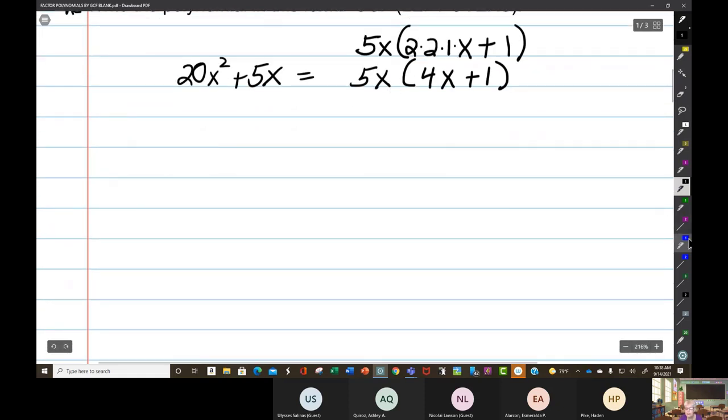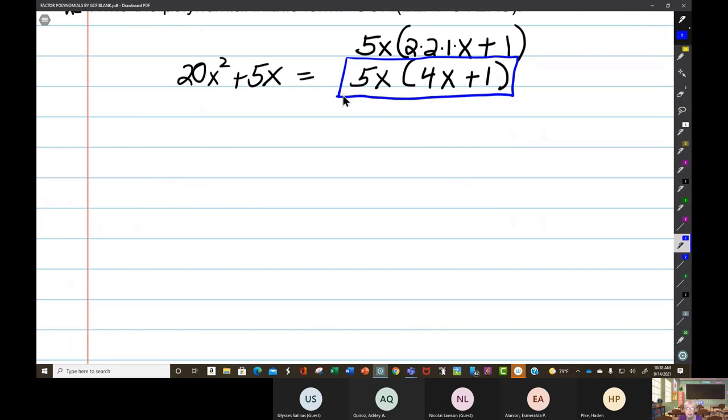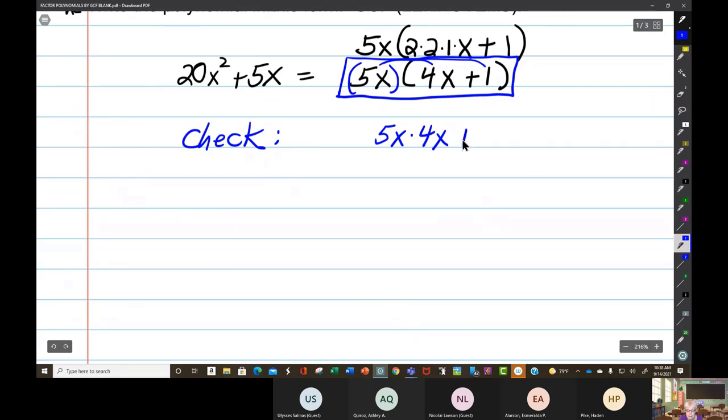And now this is how you check your work. Is that really the correct factorization? Well, I'm going to put it in a blue box. But if it's wrong, I'll take it out of the blue box. Here's how you check your work. You multiply. You distribute 5x to the 4x and to the plus 1. 5x times 4x, let's go ahead and multiply it like this, plus 5x times 1.